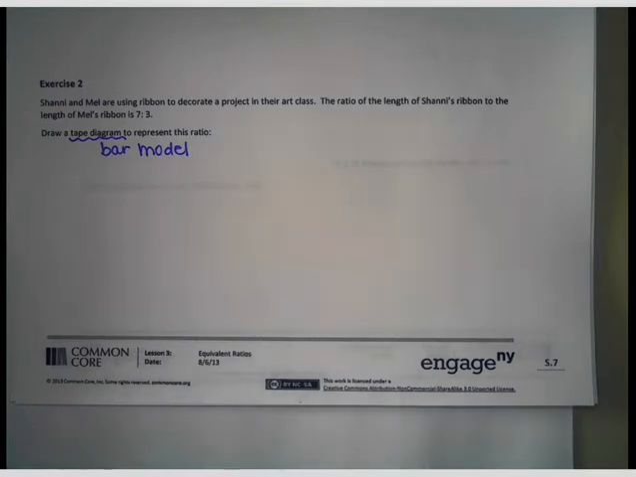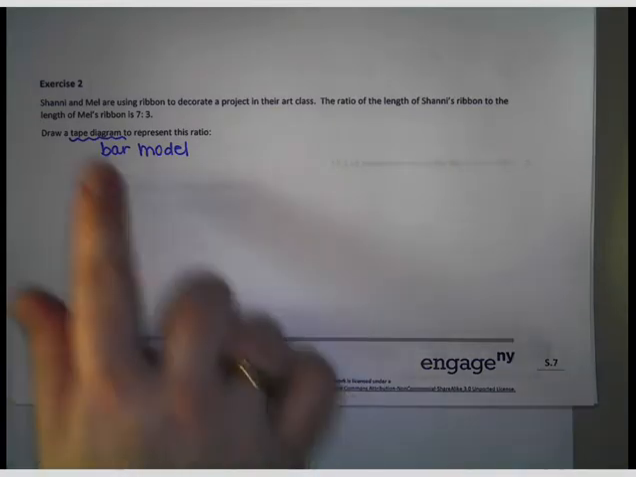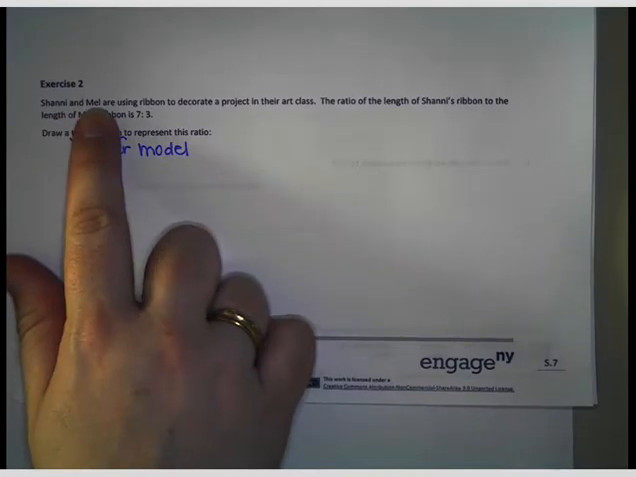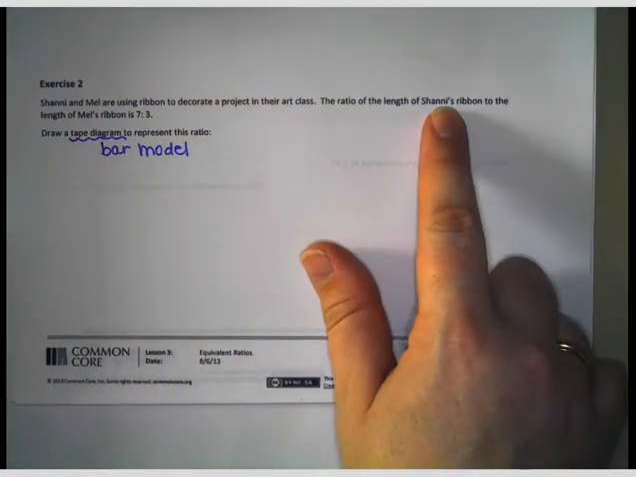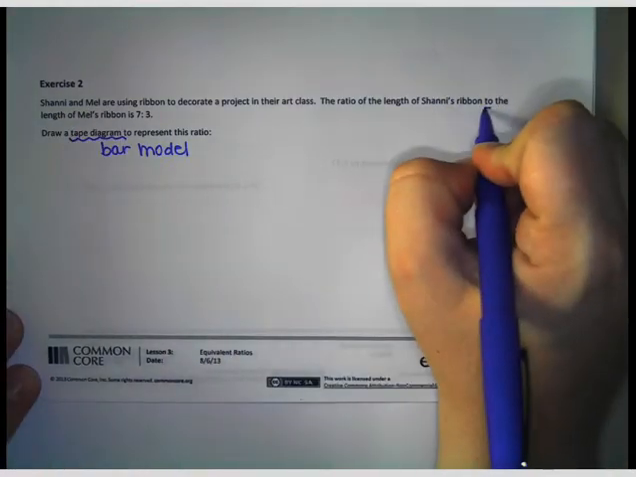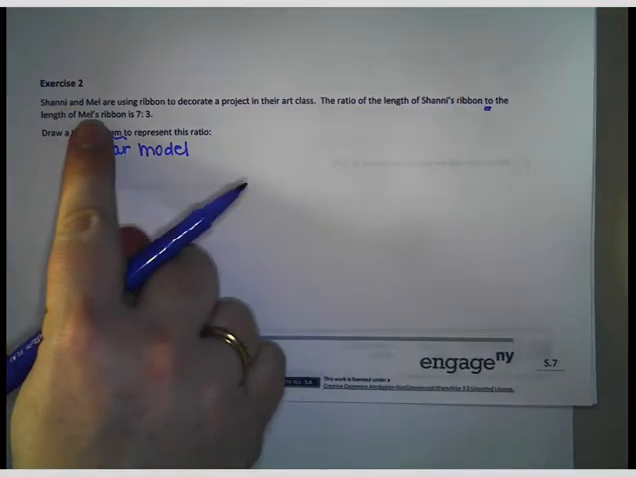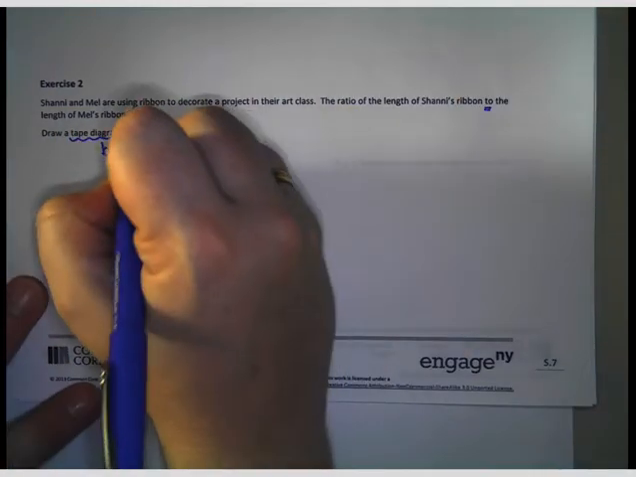Now the tricky thing about this is we don't know how long their ribbon is. Maybe it's measured in inches, maybe it's measured in feet, maybe it's measured in yards or meters, but what we do know is that the relationship between Shani's ribbon and Mel's ribbon, or the ratio of Shani's ribbon, here's that word that we like, to the ratio of Mel's ribbon is 7:3.